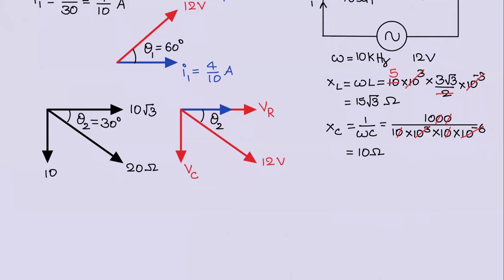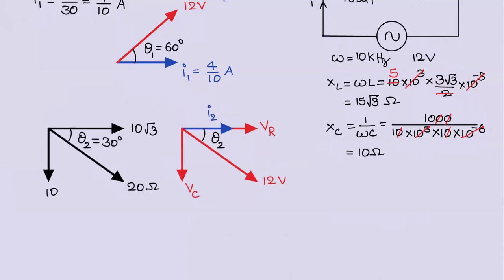Right. Then current will be equal to 12 by 20. What is the value of current? 12 by 20, I2. 12 by 20. 6 by 10 I'll take. I2 equal to 6 by 10 ampere. That's it. That's enough for me.